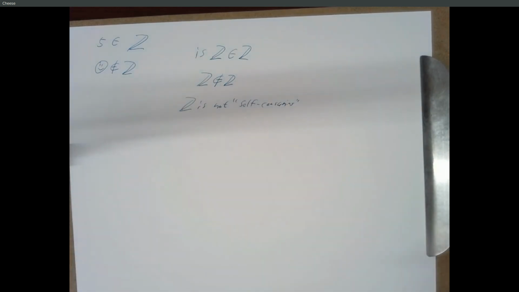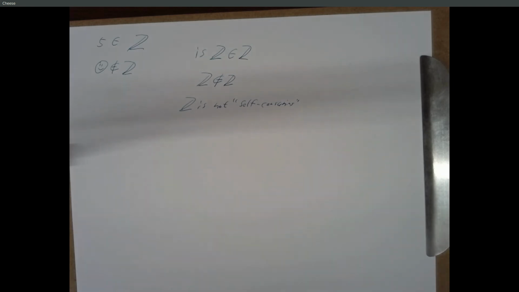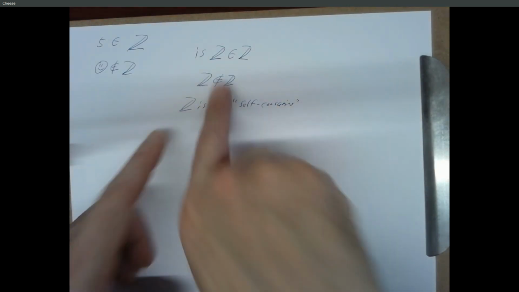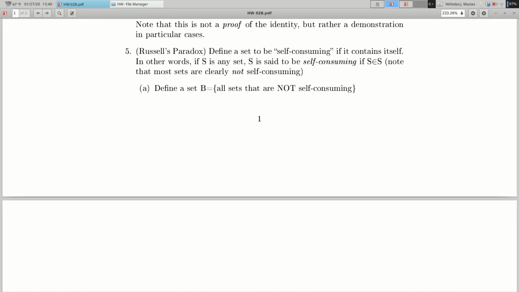And it's very hard to think of a set that is self-consuming, because how do you put a set inside itself? Okay, but that doesn't stop us from making a definition. It's like a definition of an elephant that can fly. Well, if no elephants can fly, I can still make a definition of that, right? So a set is self-consuming if it contains itself. Okay, so that's the definition we're working with.